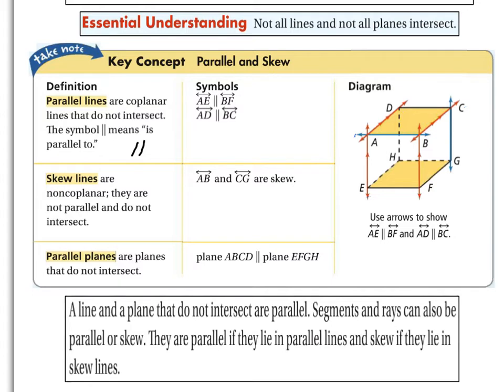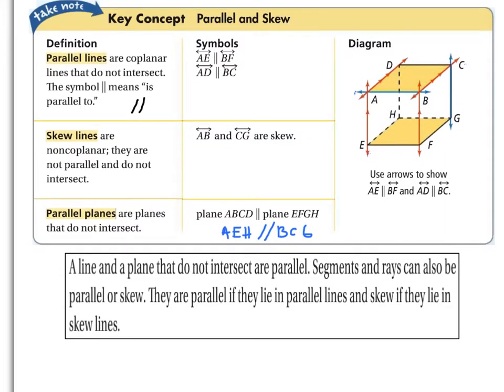Okay. You could also go with the right side and the left side of the box. So you could go with plane AEH. Okay, plane AEH is parallel to plane BCG. Those 2, right side and left side. And you could name them with 4 letters as well, but they have to have at least 3. Again, these are 2 planes that never intersect. Okay. All right, a line and a plane that do not intersect are parallel. Segments and rays can also be parallel or skew as well. Okay, we talk about segments and rays, and we won't talk a lot about those. We'll talk more about lines.